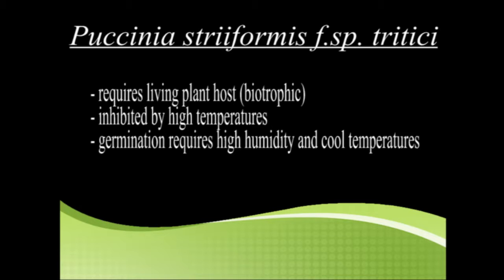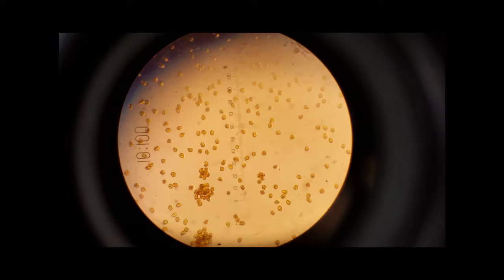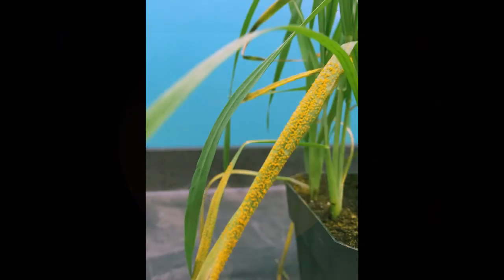The pathogen also requires cooler temperatures, developing best and causing the most infection at 10 to 15 degrees Celsius. Germination of the urediniospores also requires high humidity and temperatures below 15 degrees. Pictured here are ungerminated stripe rust urediniospores under a microscope at 200 times magnification. They appear oval-shaped and have mean dimensions of 24 by 21 micrometers.